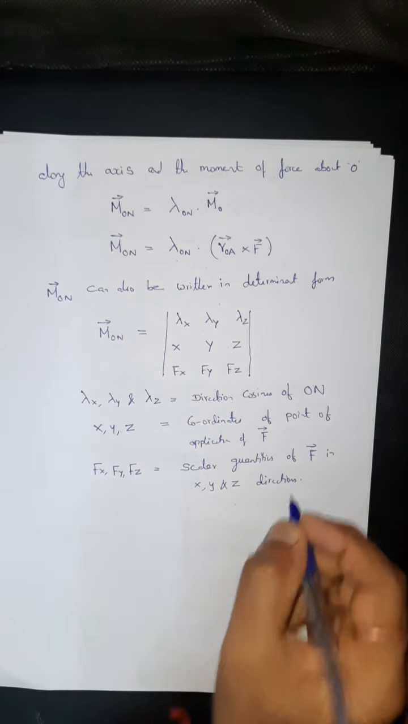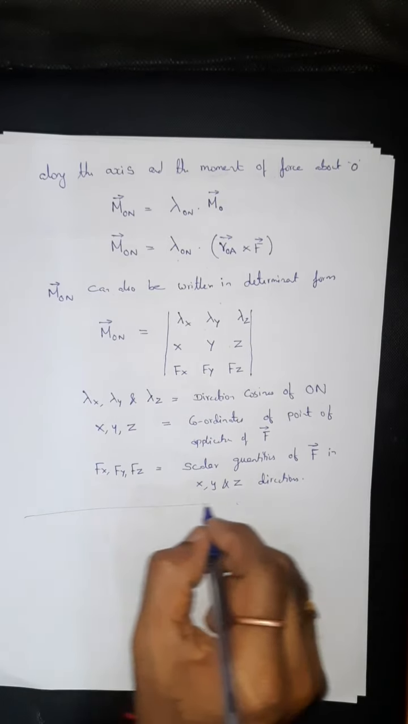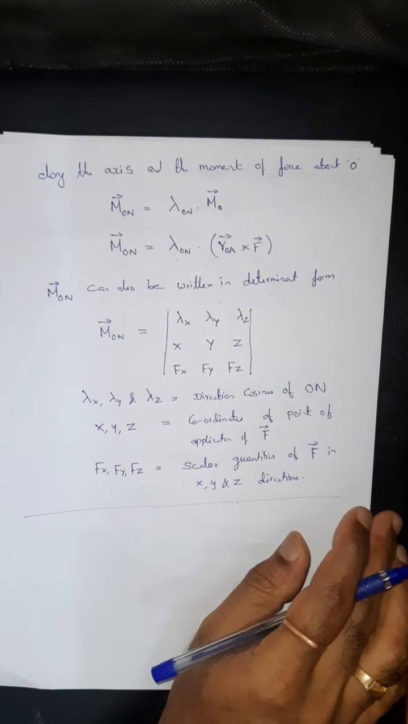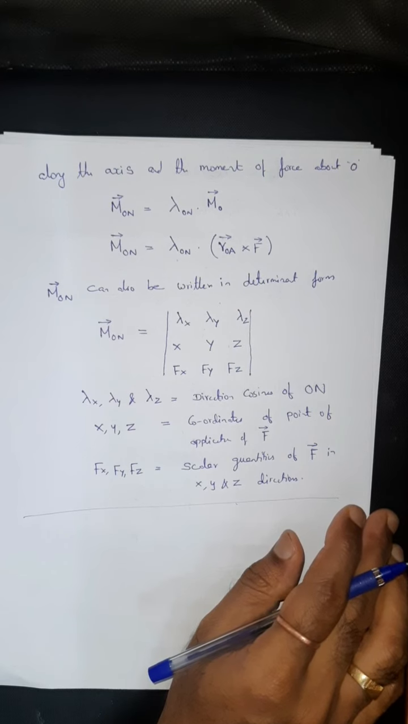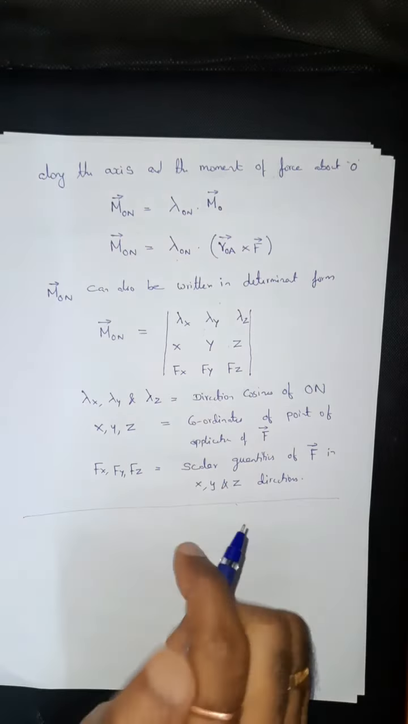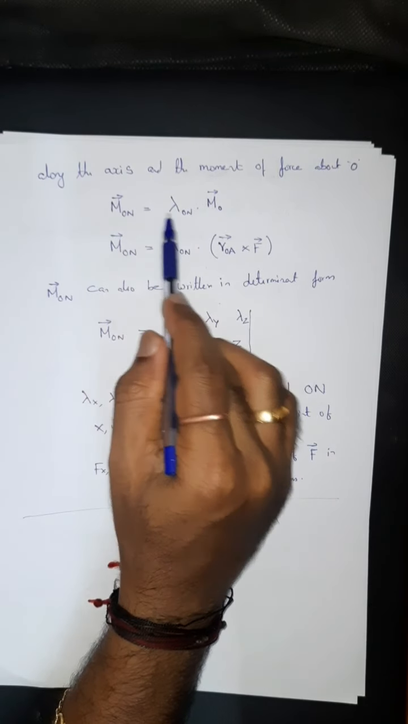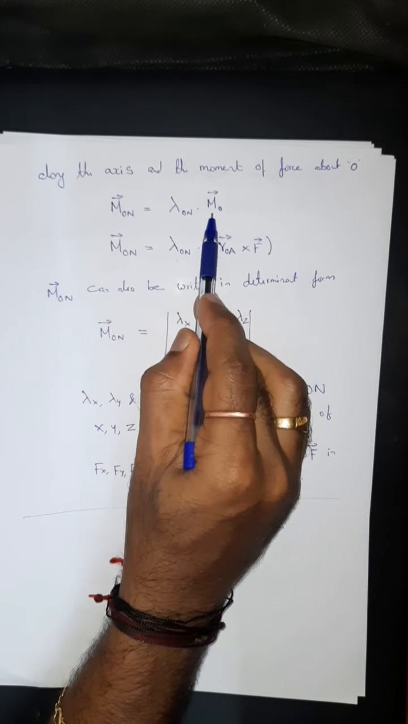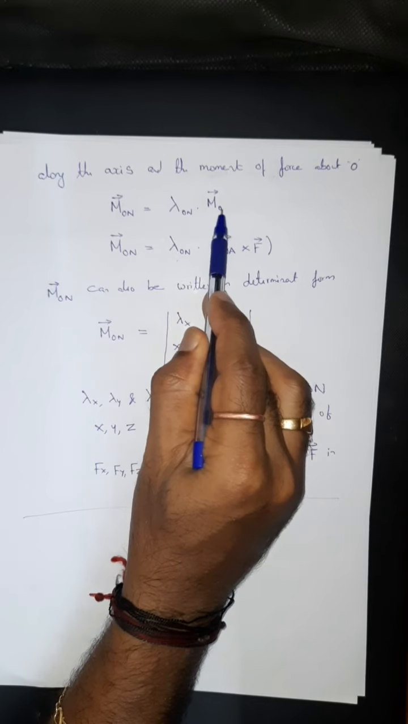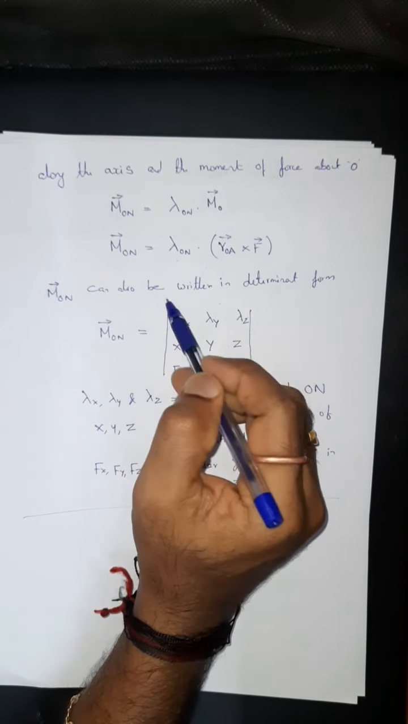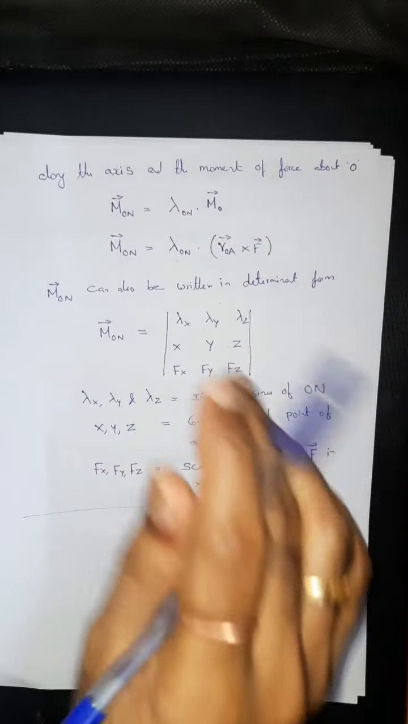Right. So just remember this, the moment of a force about a point, which I taught you, and the moment of a force about an axis. This is the formula, that is the moment about ON is equal to lambda, that is the unit vector, into the moment about the origin. So this can be written in the determinant form.